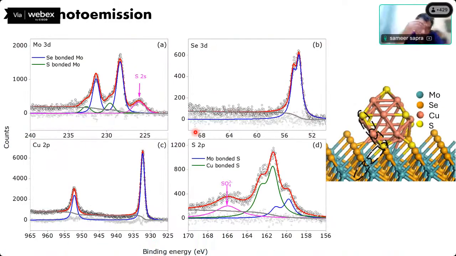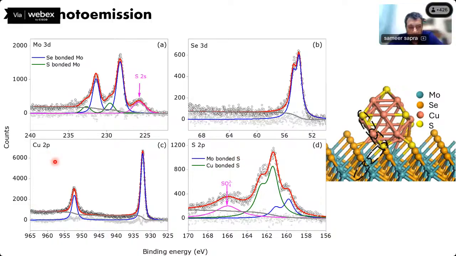And also, if you do the XPS, then you'll see that for molybdenum there are two species: one bonded to selenium, which is the larger chunk, and a bit that is bonded to sulfur. Sulfur is more electronegative, so therefore higher binding energy. Selenium is only one species because it's bonded only to molybdenum, not to copper. That's the model also.